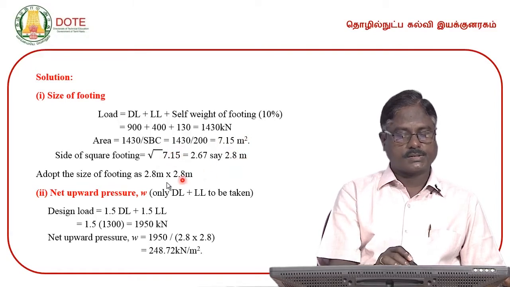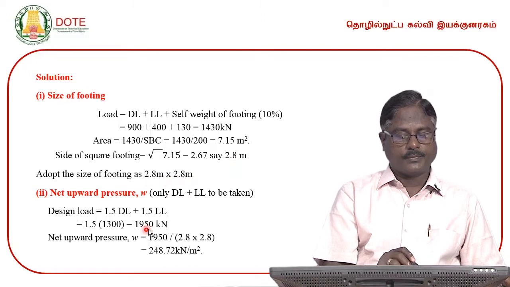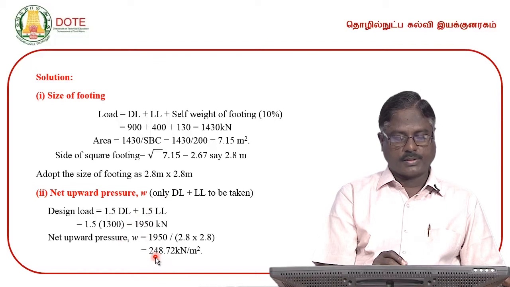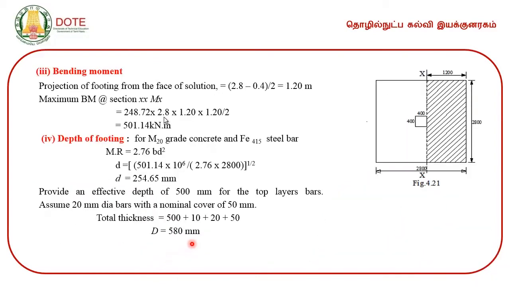So, the side of the footing is 2.8 meter by 2.8 meter, and the net upward pressure from the design load is found to be 248.72 kilonewton per meter square. The bending moment along the critical section XX, with the projected length for this exercise found to be 1200 millimeters, is equal to 501.14 kilonewton meter. To get the depth, we have to equate this bending moment to the moment of resistance value. By equating that, the effective depth of the footing is found to be 254.65 millimeters.